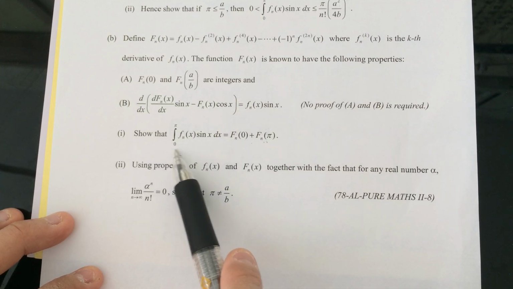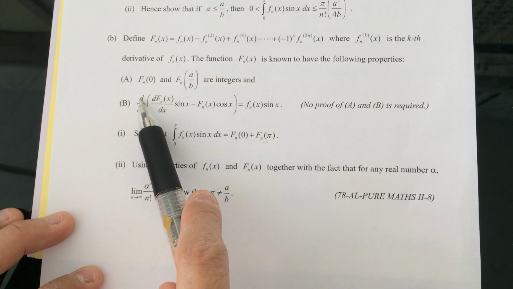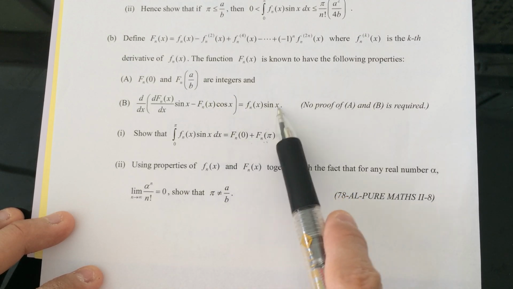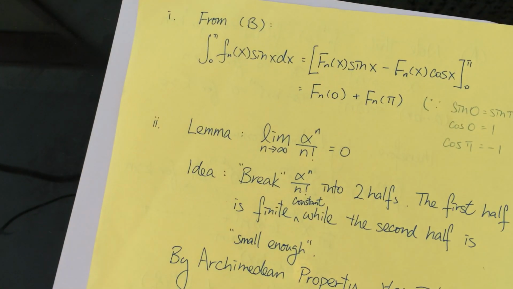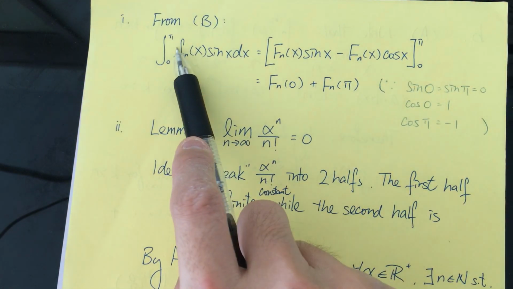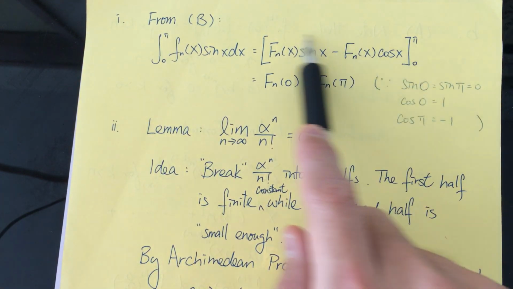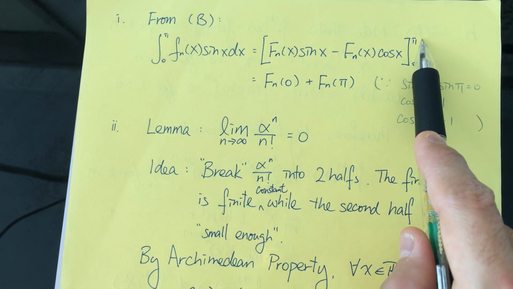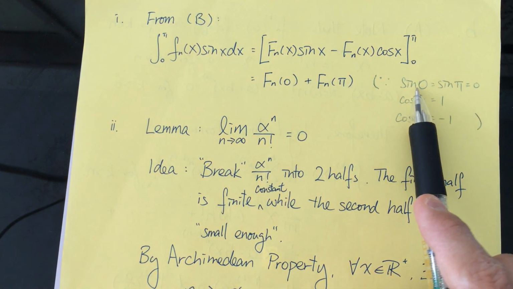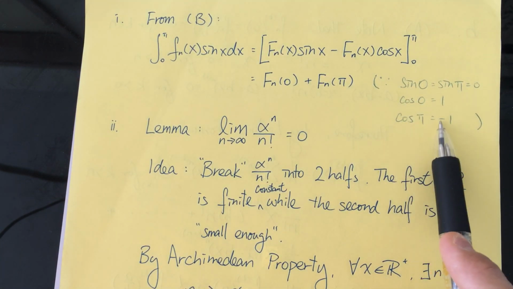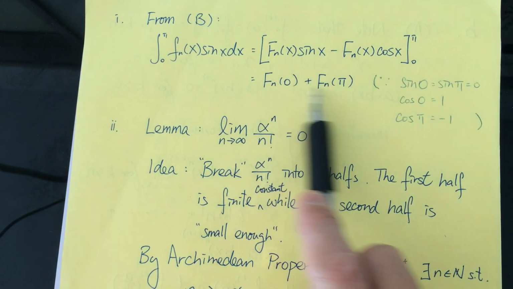Part B1 is an integral explanation. So we just use the fundamental theorem of calculus: integrating this one gives the result of this one. Therefore, this is part B1, and by the fundamental theorem of calculus, integrating this one gives this part, substituting the lower limit and the upper limit. Note that we have sin 0 equals sin pi equals 0, cos 0 is 1, cos pi is negative 1. Therefore, using all the substitutions, we get this.